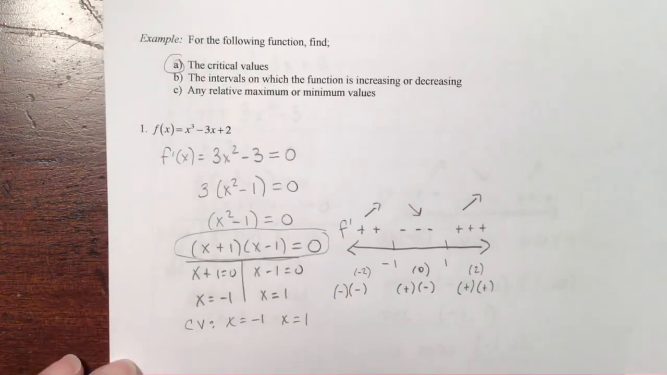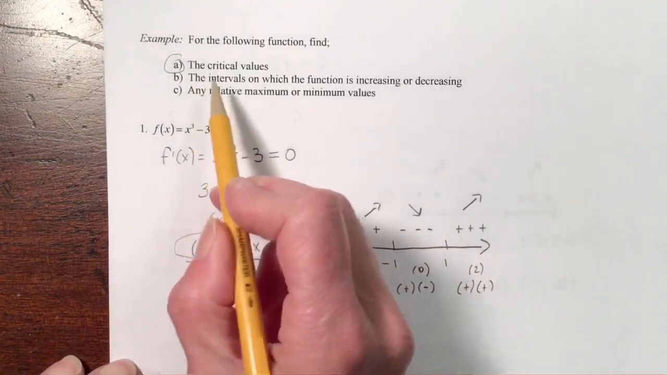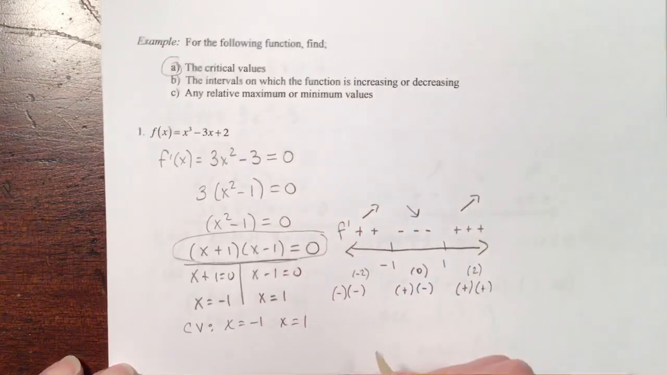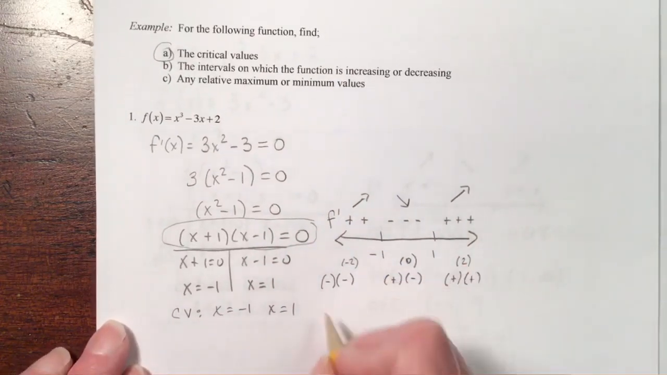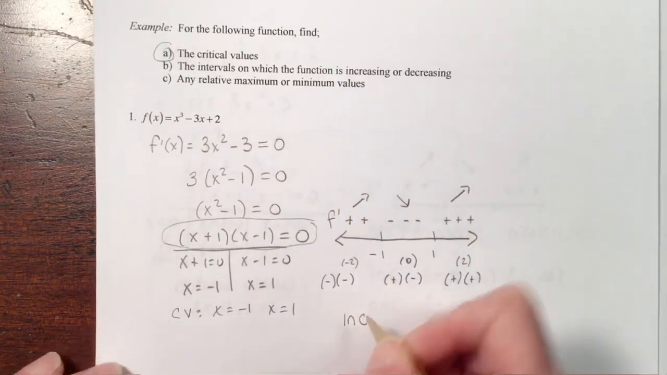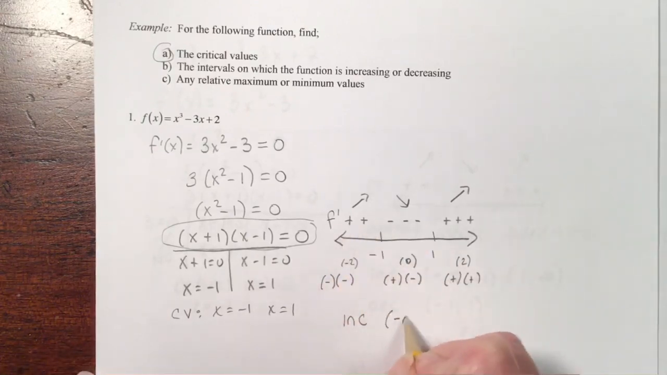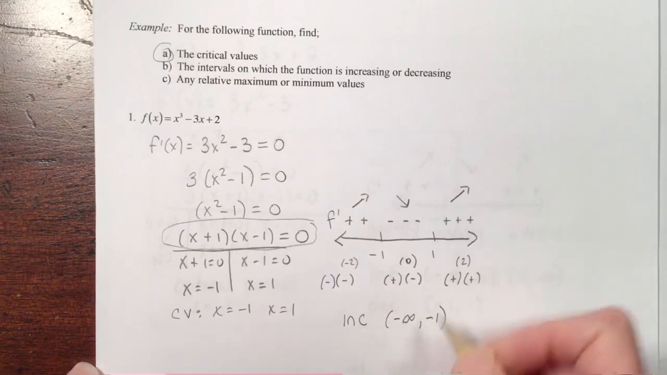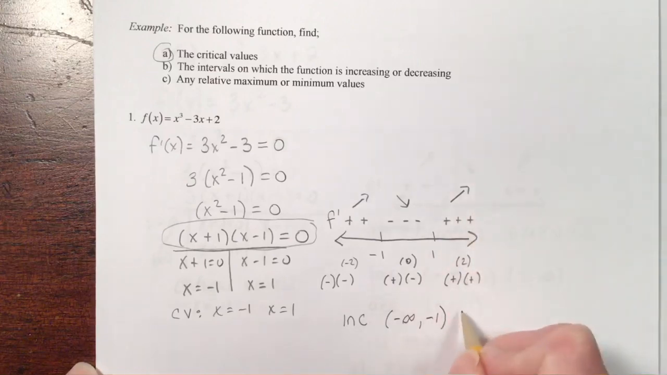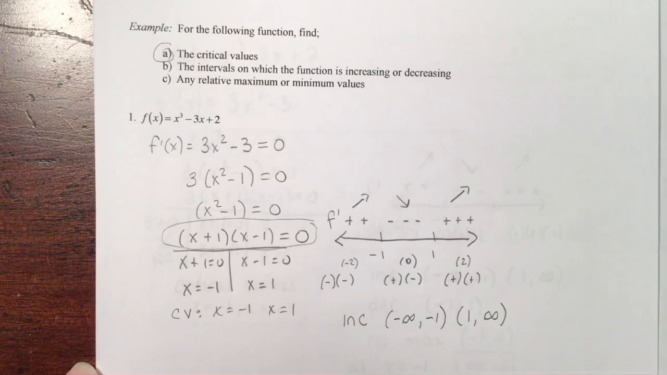Moving on with our example, if I want to identify the intervals where the function is increasing or decreasing, well, very easy. My function is increasing in this interval, which can be described as the interval from -∞ to -1. My function is also increasing from 1 to infinity. And my function is decreasing over this interval, -1 to 1.